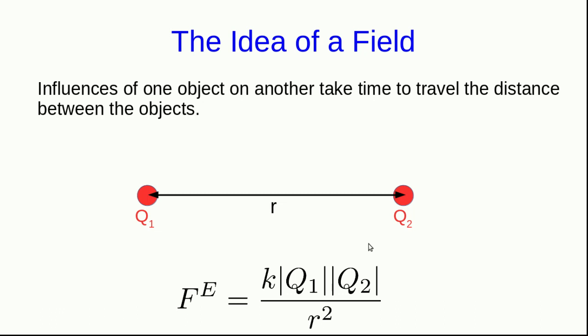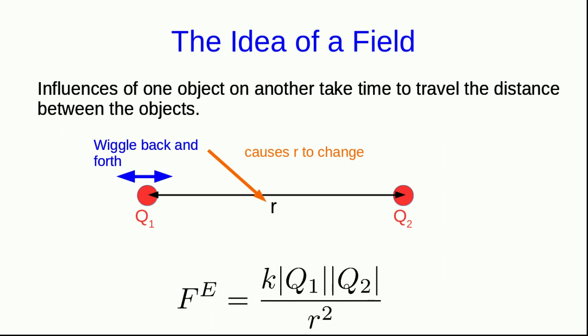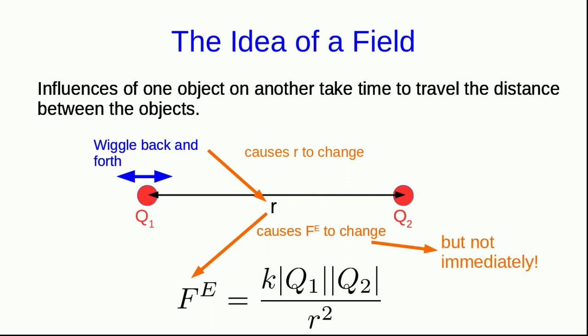This is relevant to thinking about interactions between charged particles. Suppose we have two particles, Q1 and Q2. Then Q1 will exert a force on Q2, which we believe is given by Coulomb's law. But suppose we wiggle Q1 back and forth. The force that it exerts on Q2 depends on the distance r, and if we wiggle Q1 back and forth, that distance changes. That ought to cause the electric force to change, and in fact it does, except that experimentally we always see that it doesn't change immediately. There's a delay. Apparently the disturbance to Q1 takes some time to travel to Q2.